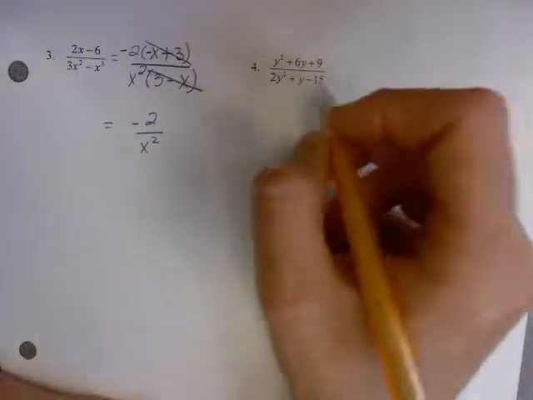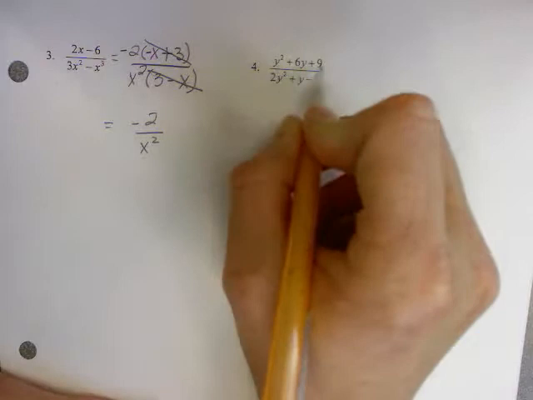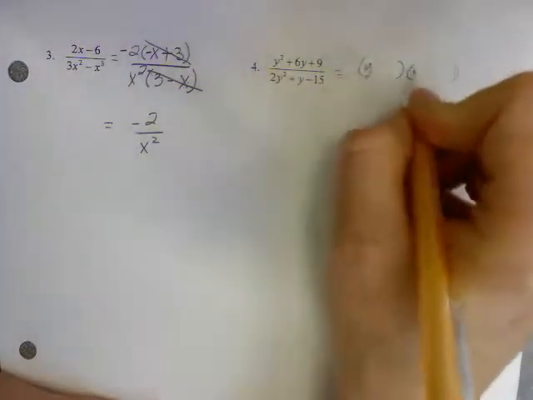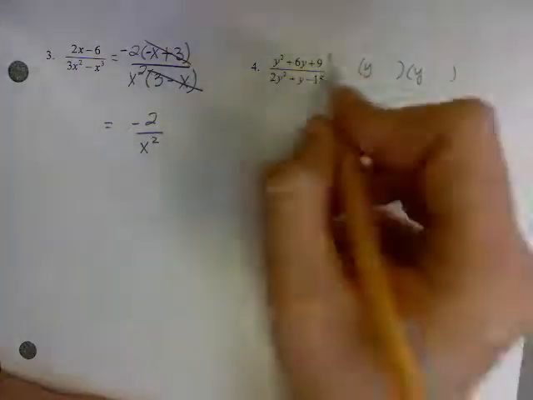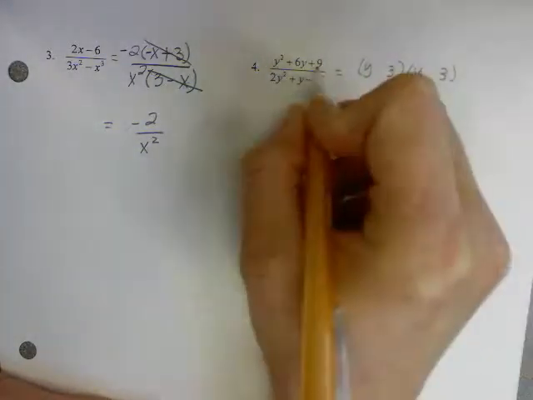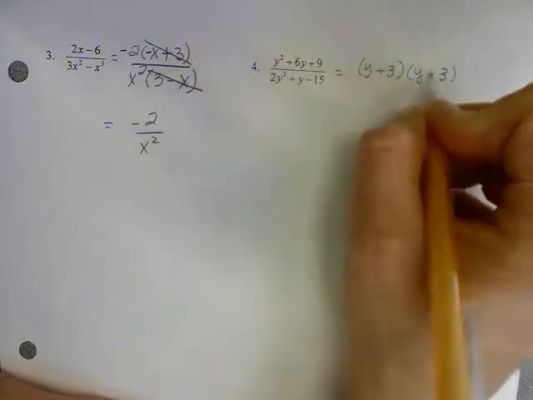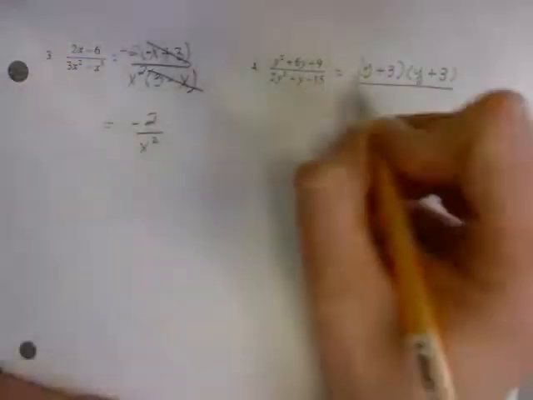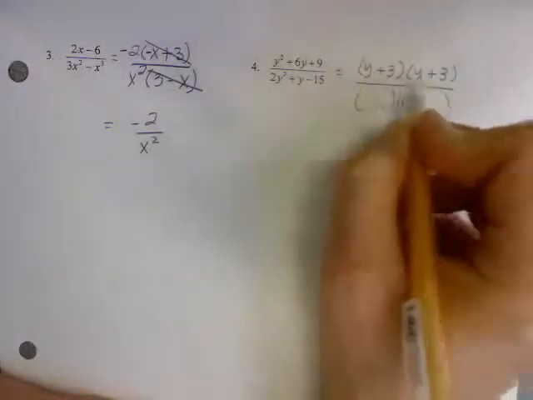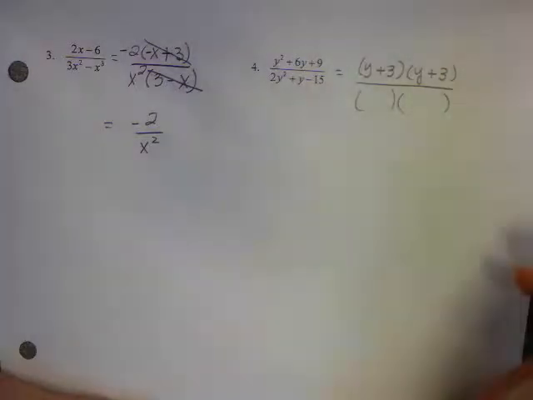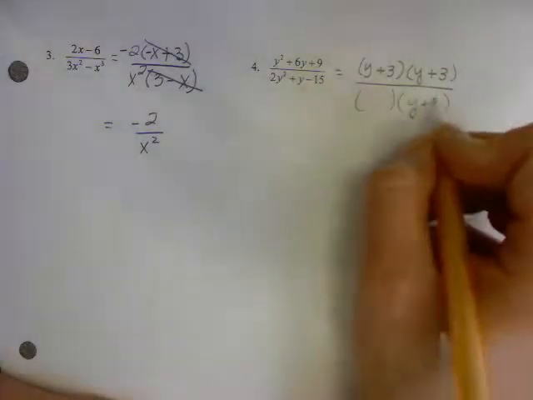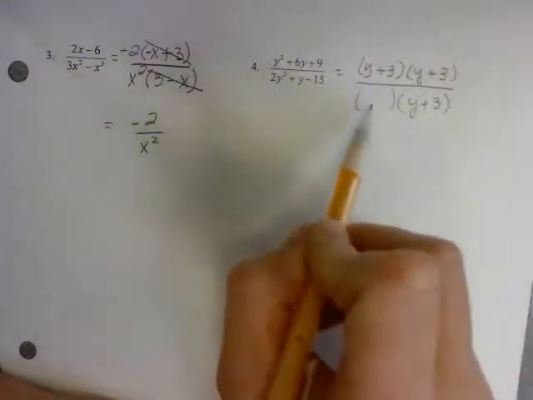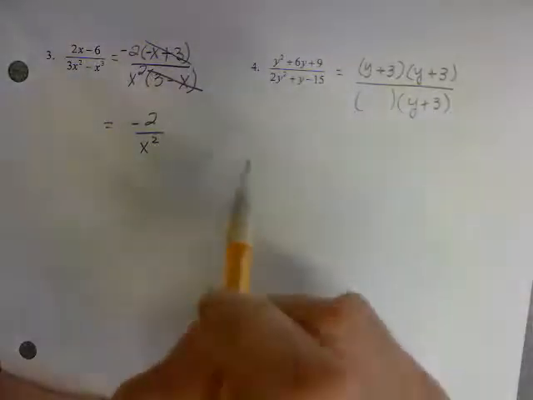In number 4, y squared plus 6y plus 9 can be factored by y and y giving you y squared, and 3 and 3 multiplied to 9, and they have to be both positive to add to a positive 6. The denominator can be factored. I'm going to use my friends up here to help me. I'm going to guess that a y plus 3 will be a factor since the numerator has a y plus 3 in it, and I'm going to try to get this factor over here based on my y plus 3.